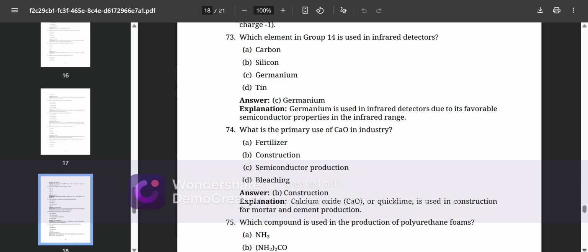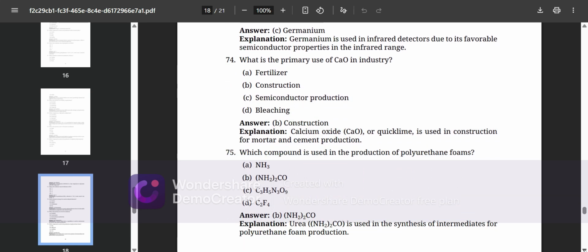Which element in group 14 is used in infrared detectors? Germanium. Germanium is used in infrared detectors due to its favorable semiconductor properties in the infrared range. What is the primary use of calcium oxide in industry? Construction. Calcium oxide, or quicklime, is used in construction for mortar and cement production.